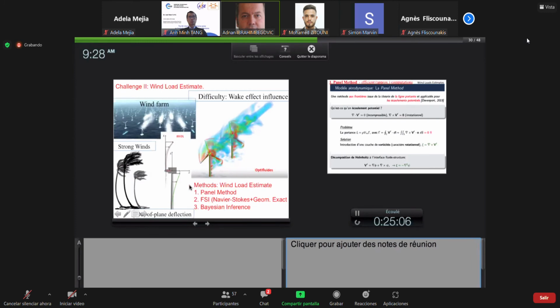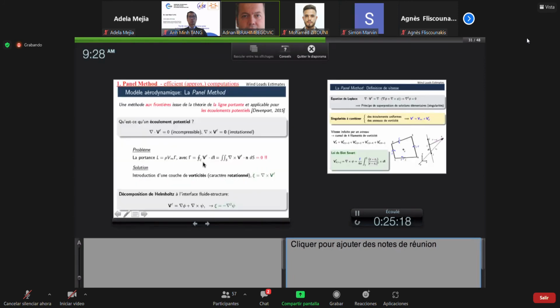And we have 3 methods that we discussed. There's a panel method, very quick computation. There's a real fluid structure interaction, Navier-Stokes and geometric exact structures. And then there's also measuring by Bayesian inference. So if you look into the panel method, we started with a very simple hypothesis. First, that fluid is incompressible. In other words, that the gradient dot velocity, the divergence of V, is equal to 0. And then the flow is also irrotational.